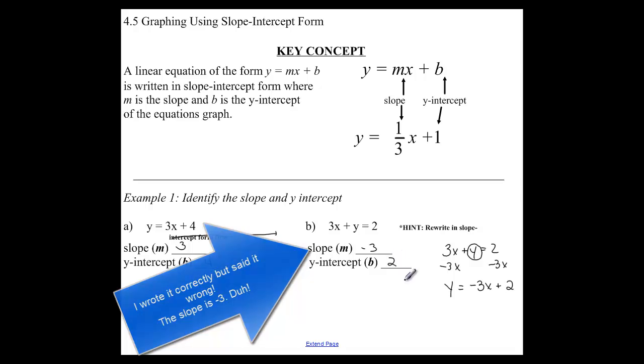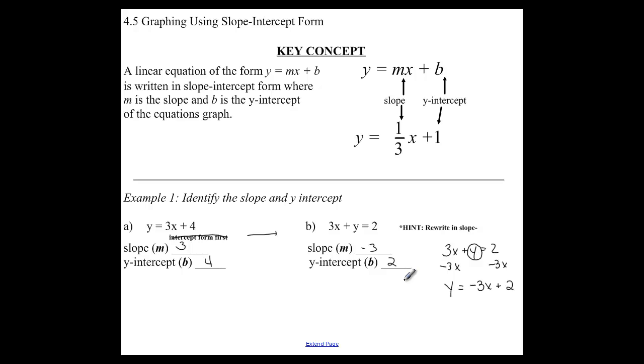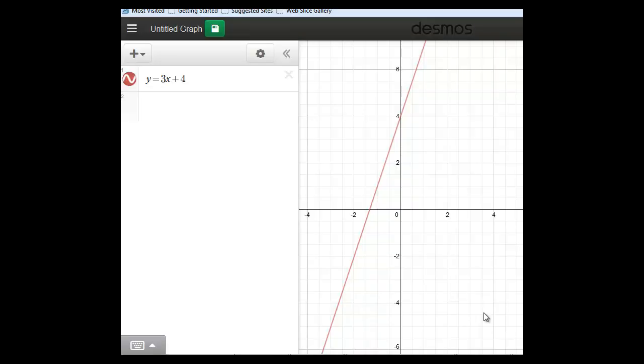So what does that actually tell us about a graph? I'm going to click over to Desmos, and we're going to take a look. Y equals 3x plus 4. We identified our slope as 3 and our y-intercept as 4. I just want to take a second and prove it to you. When I typed it into Desmos, you can see the red line is being graphed. Let's prove that our slope is indeed 3.